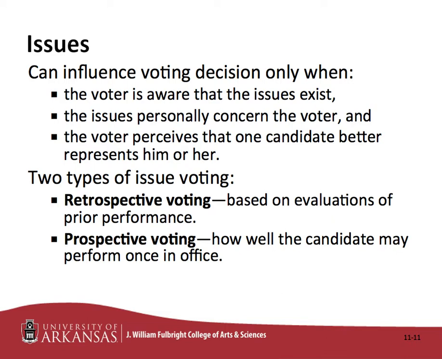Now, issue voting can be seen as two different types. The first, retrospective voting, is based upon evaluations on prior performance. So looking at a candidate or looking at a party, which one has done a better job in dealing with this issue. Whereas prospective voting considers how well a candidate may perform once in office. And so you're looking towards the future with prospective voting, and retrospective voting looks to the past. And certainly, depending on the issue, different issues might lead to different types of issue voting.